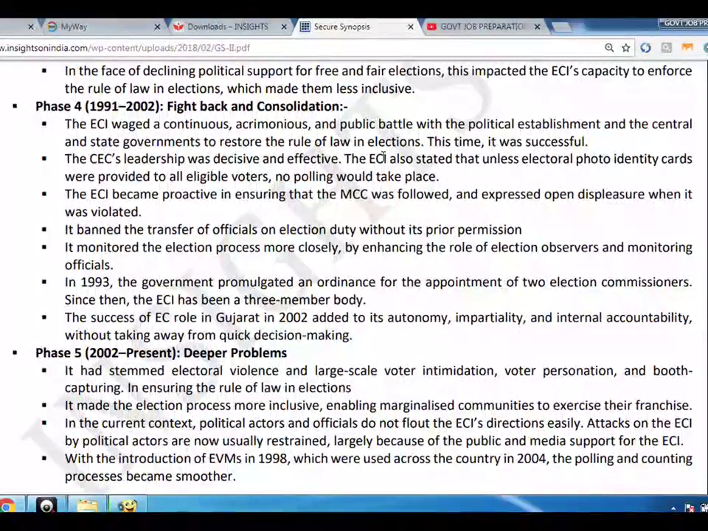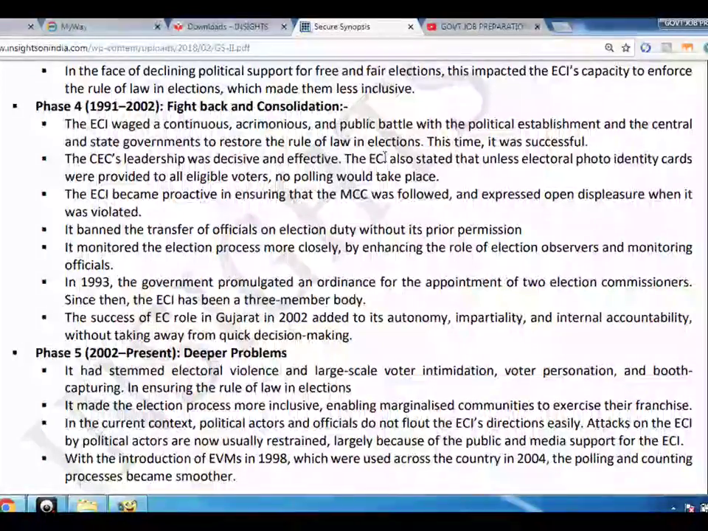The ECI also stated that unless electoral photo identity cards were provided to all eligible voters, no polling would take place. The ECI became proactive in ensuring that the MCC was followed, and expressed open displeasure when it was violated. It banned the transfer of officials on election duty without its prior permission. It monitored the election process more closely by enhancing the role of election observers and monitoring officials.